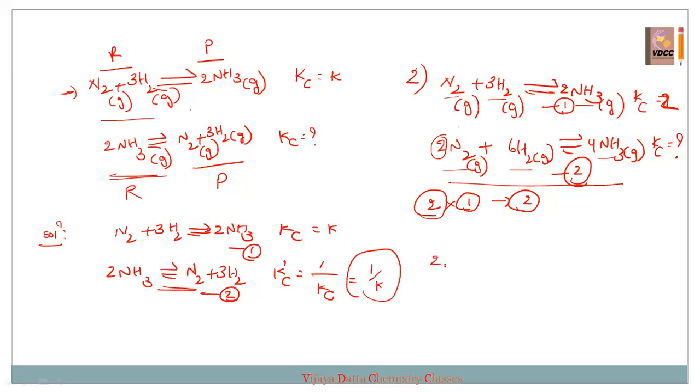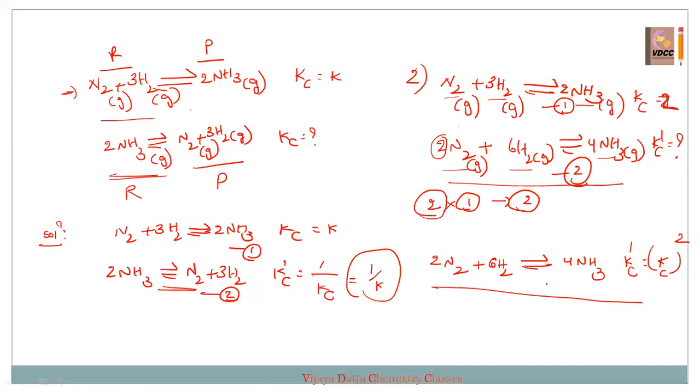Then how to calculate the Kc for the second reaction, 2N2 plus 6H2 gives rise to 4NH3? Kc dash will be, if you consider the first as Kc, Kc whole squared. If they have multiplied with half, then it will be the power of half. Simply the reaction we can take like this. So if you multiply with the factor n, the Kc dash will be Kc to the power of n. Understand? So these are the two tricks for today.